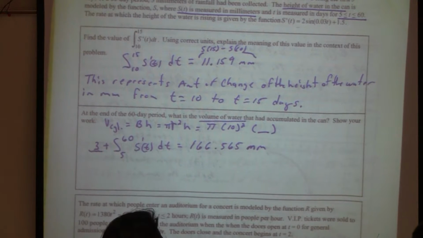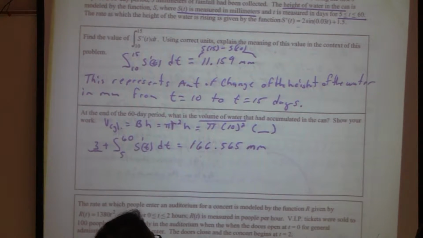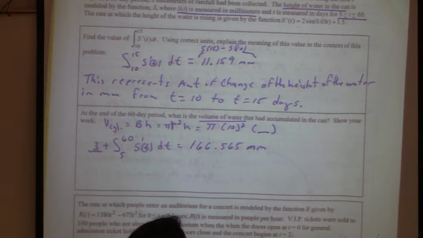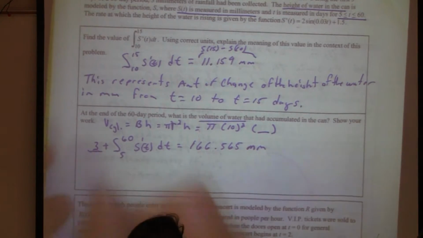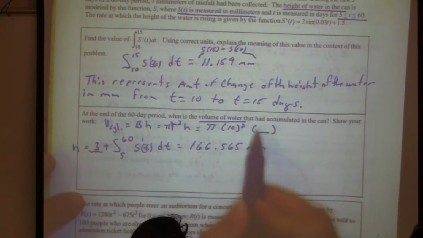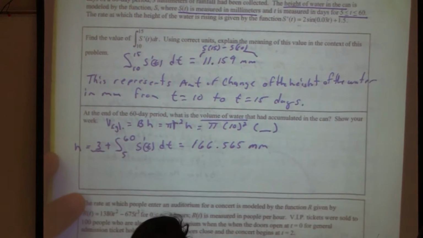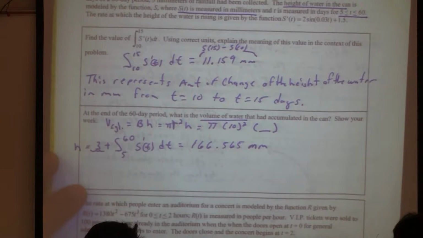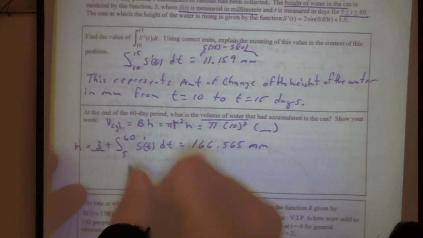Millimeters? Millimeters cubed? Oh, no. This is actually just the height, right? Millimeters. We still haven't found the volume, we're just trying to find the part that we're missing. So this is actually the height of the water after the 60 days. So now we can go back up there and figure it out.